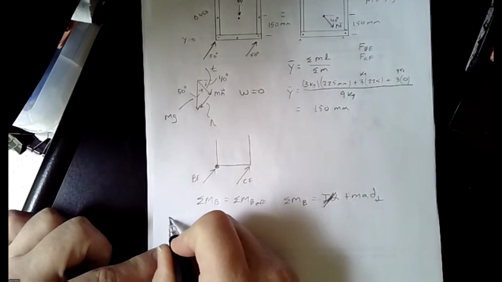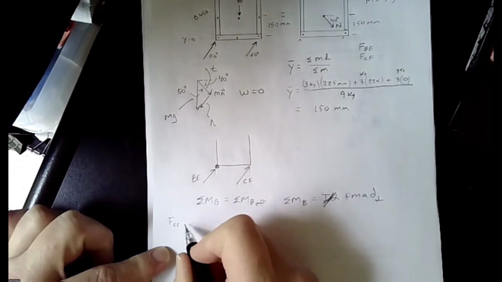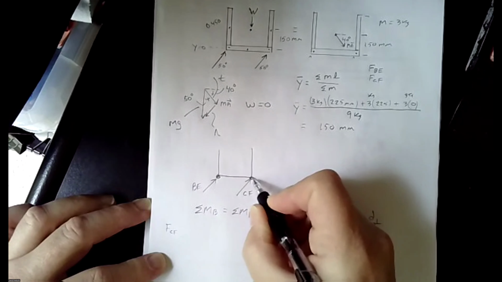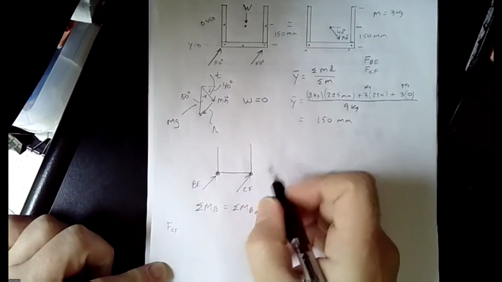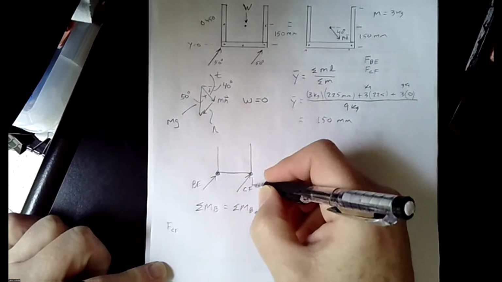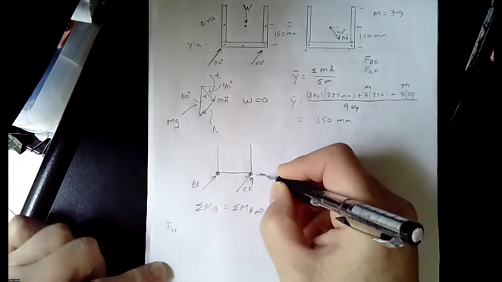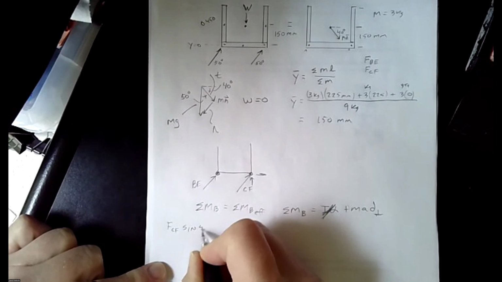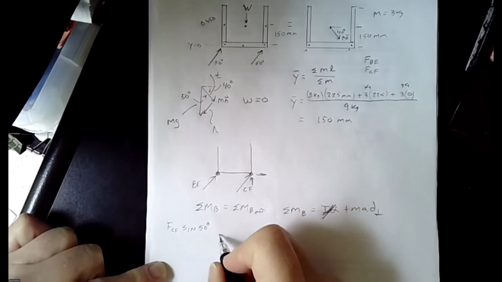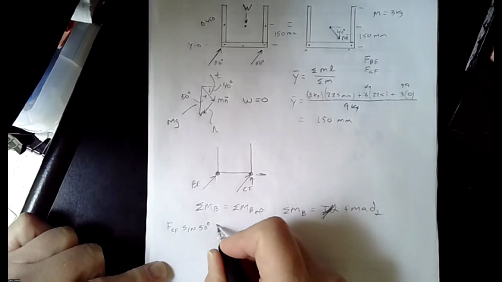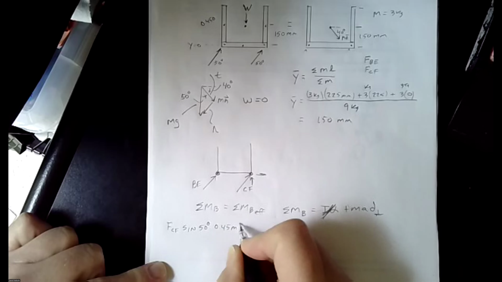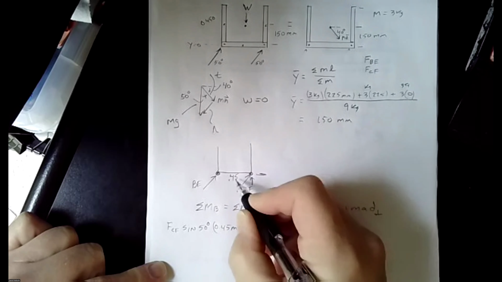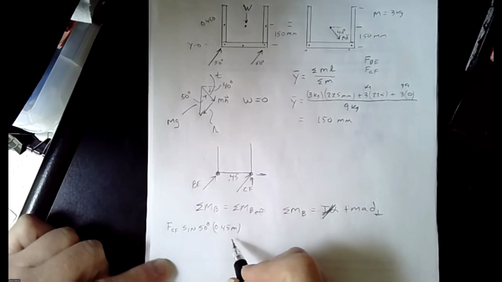So we know the force of CF, right? And that's going to be taken at this point here. So the only part of it that's going to count is the vertical, since the horizontal goes right through the point B. So force CF sine 50 degrees. And then how far is it? It's going to be 0.45 meters, right? Because this distance is 0.45. So there's that first part.